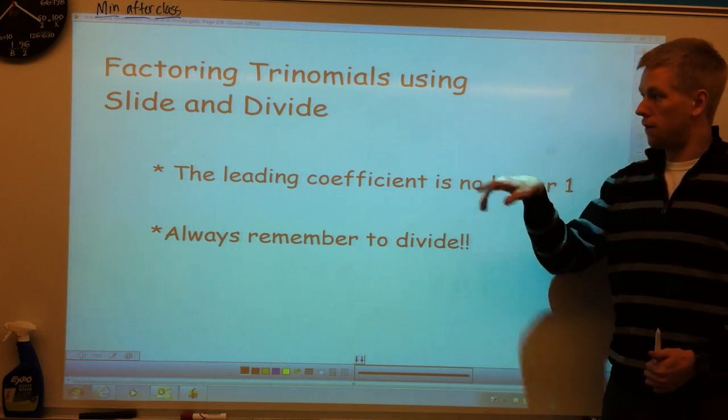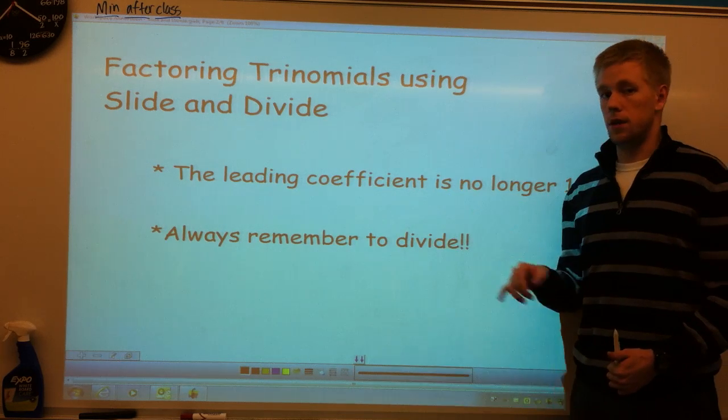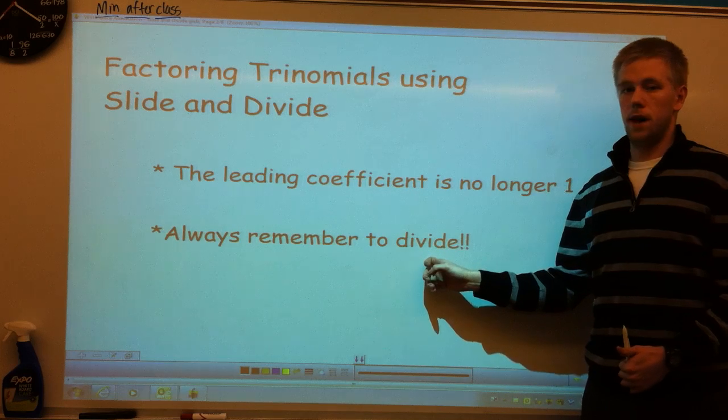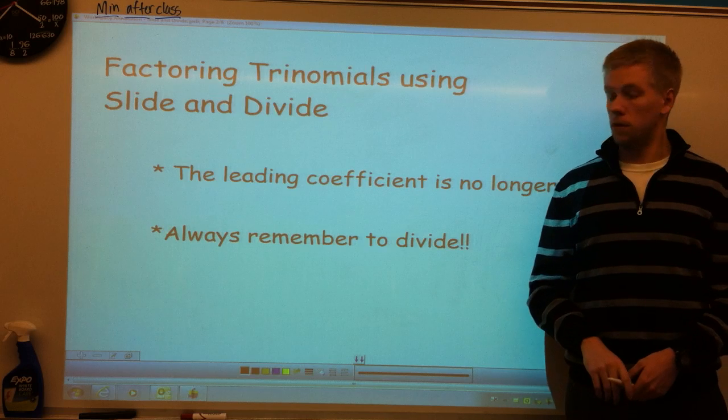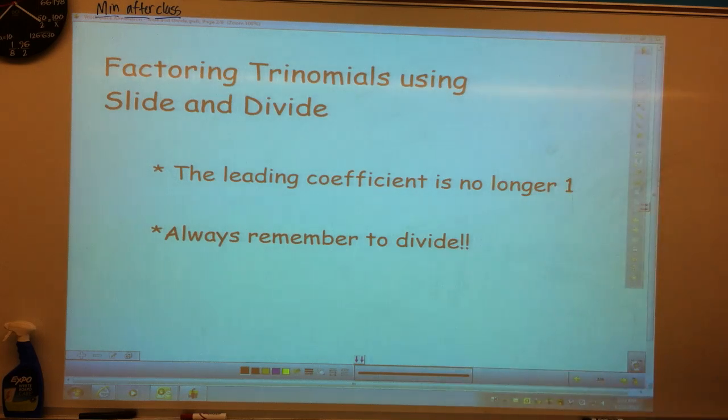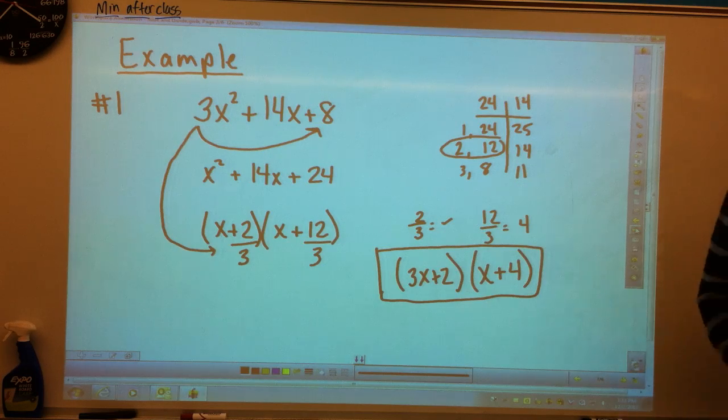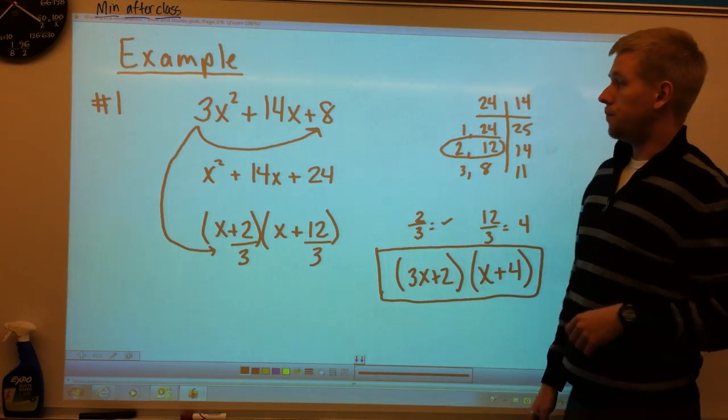And the trickiest part with this method is students normally don't remember to divide. They know how to slide off the number, the leading coefficient, and multiply, but they always forget to divide. So make sure you always remember to divide with your last step. Okay, so we're going to do some examples with sliding and dividing. Okay? So this is example number 1.